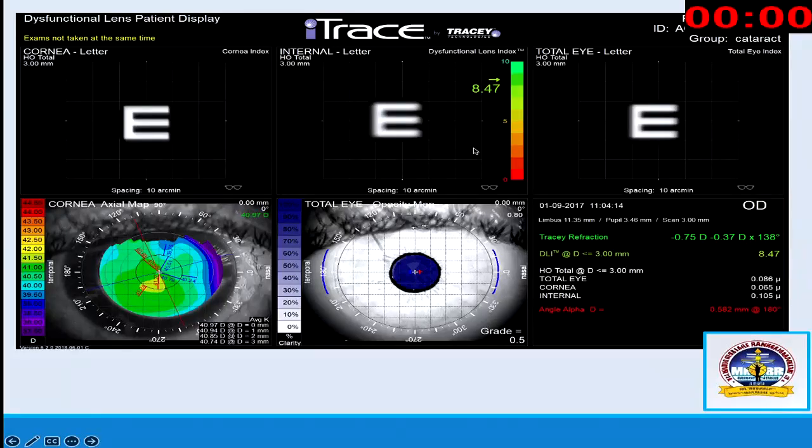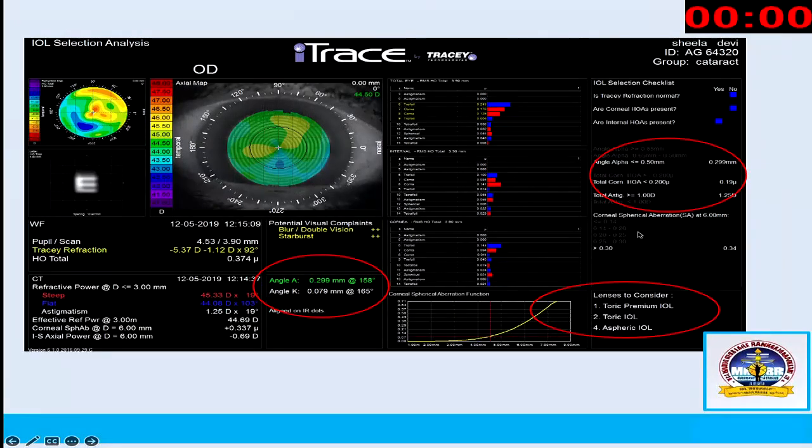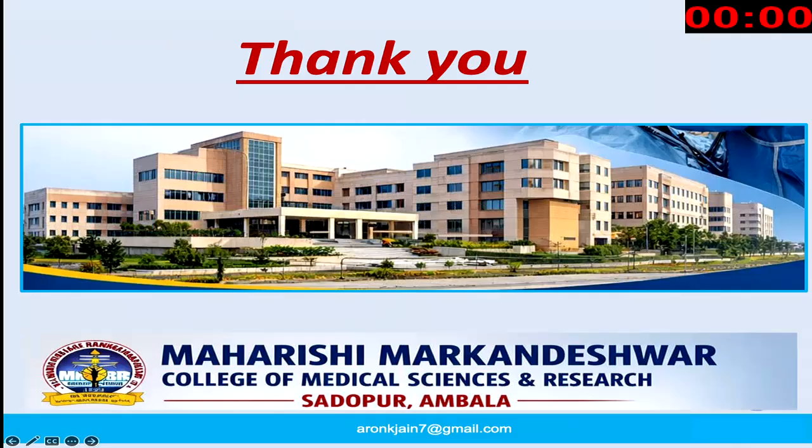This is another patient on iTrace which has a dysfunctional lens index score of 8.47, but there is no cataract, so you have to look for angle alpha also. Here, if angle alpha is more, then you have to be careful about the multifocal or other IOLs. This is a preoperative patient with an enhanced IOL, and you can see the very high spherical aberration, and post surgery the total eye spherical aberration has come down and the quality of vision has improved. Thank you so much.